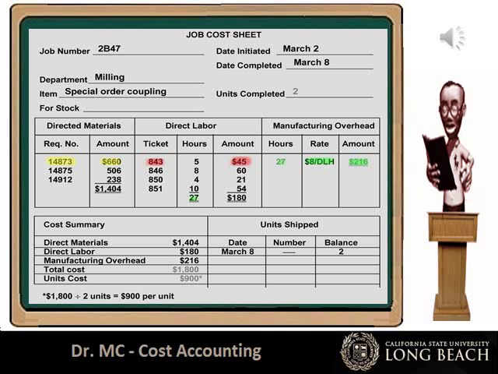On the slide, this firm has decided to apply overhead at a rate of $8 for each direct labor hour spent on a job. This charge is highlighted in green. You will note that the direct labor column on the job cost sheet notes that Job 2B47 had 27 direct labor hours, and you will note that 27 hours times $8 per hour gives you the $216 of overhead that was charged to Job 2B47.